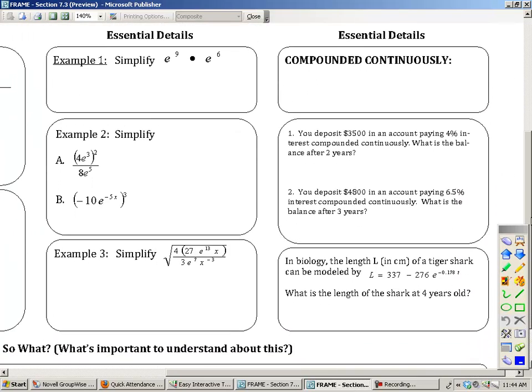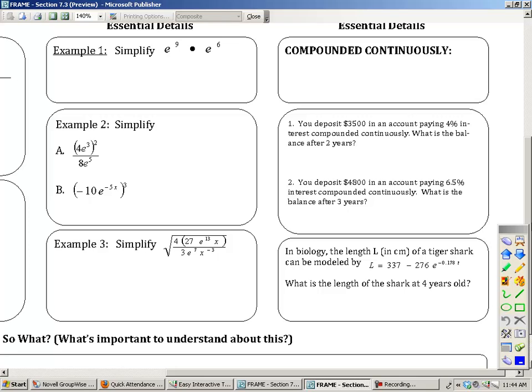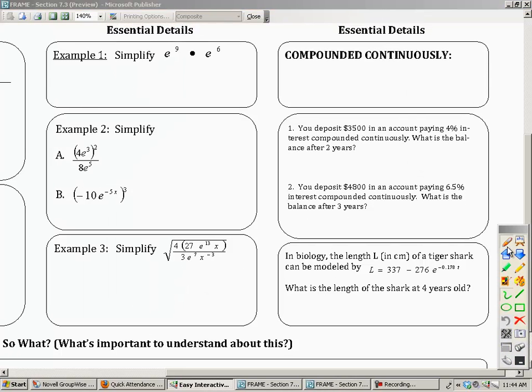And I'm going to do this. We're going to talk about this idea of compounded continuously. And if you see this word continuously, it's going to trigger its own equation. Compounded continuously looks like this: A equals P e to the rt exponent. And our short version of saying this is we're dealing with PERT.